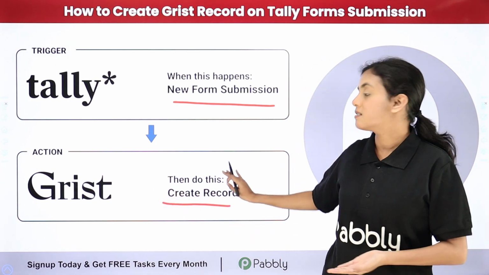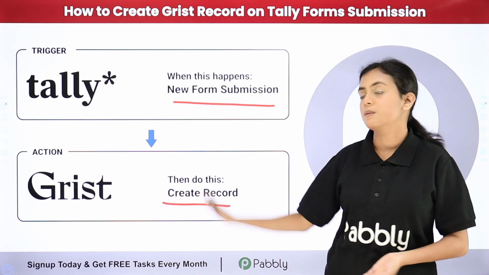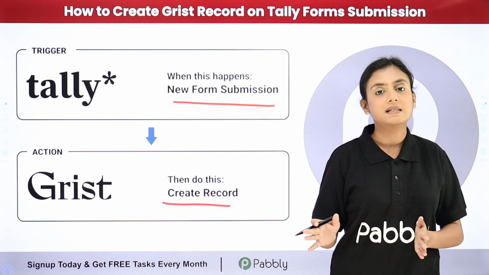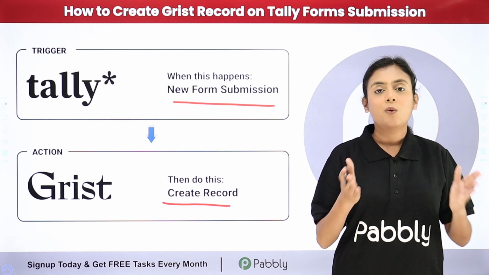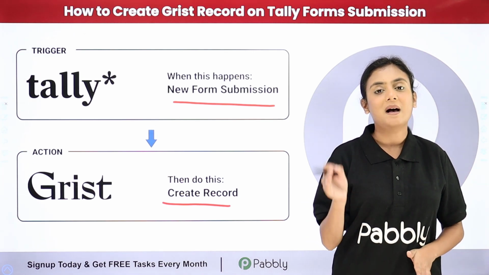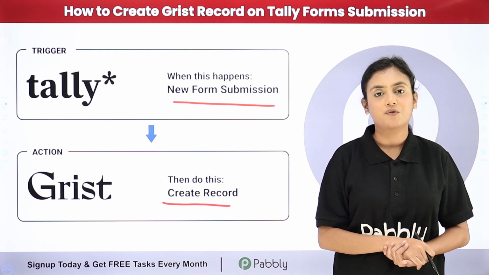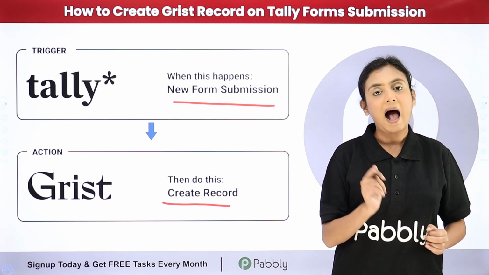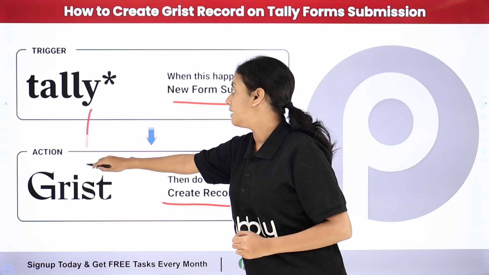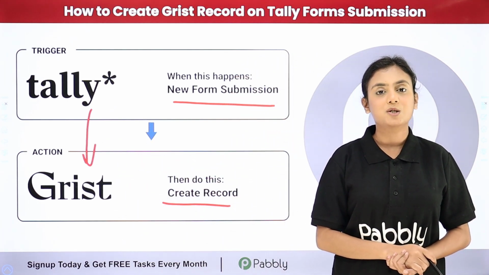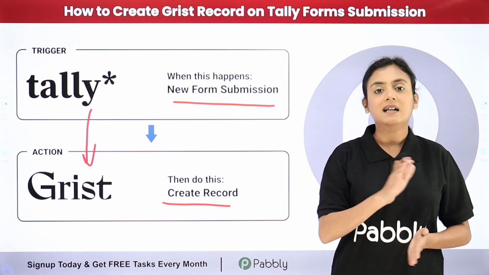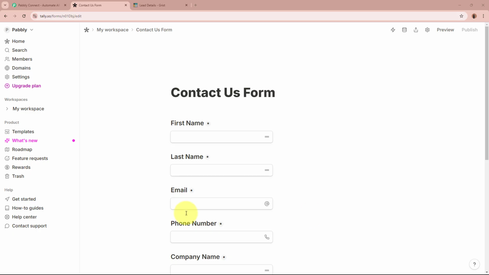Now, creating these records manually after each new form submission is very time consuming. So what I've done is I've simply automated this entire process with the help of Pabbly Connect, which is an amazing automation and integration software. And in this automation, I'm going to build a connection between Tally and Grist with the help of it. So if you also want to learn about this amazing automation process step by step, let me take you to my screen. In this video, we're going to learn how to create a Grist record on Tally form submission.